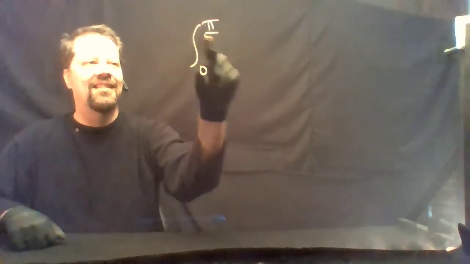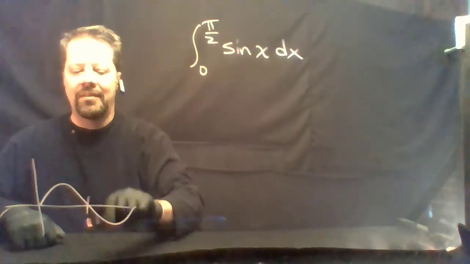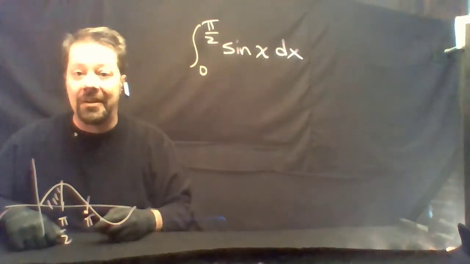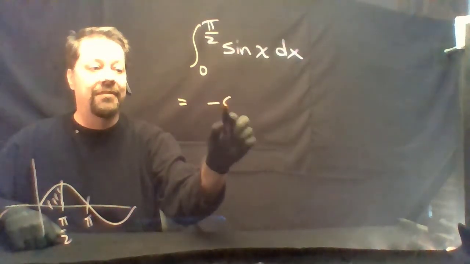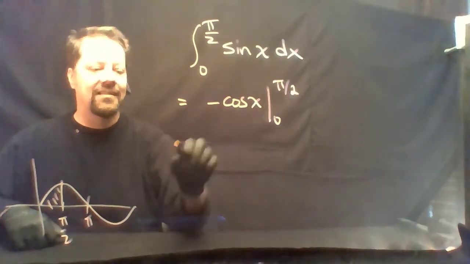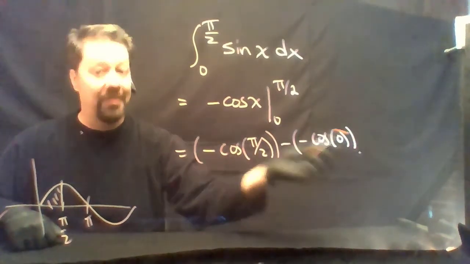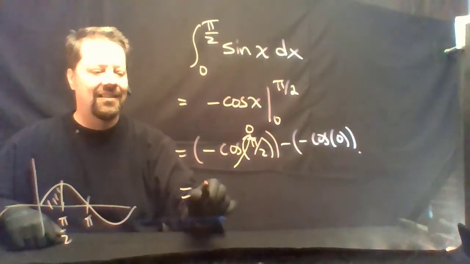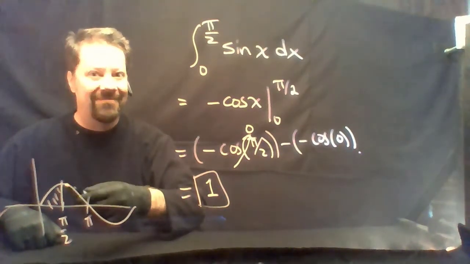I want you to memorize certain values of integrals. Here, I'm integrating sine, but only to pi over 2. I'm getting half a bump. What is the area under 1/2 of a bump on the sine curve? It's pretty easy to figure out. We can easily find the antiderivative, minus cosine x. This will be minus the cosine at pi over 2, minus the cosine at 0, being very careful with the parentheses. The cosine of pi over 2 is 0. The cosine of 0 is 1. So the answer is positive 1. In other words, half a bump gives you 1.